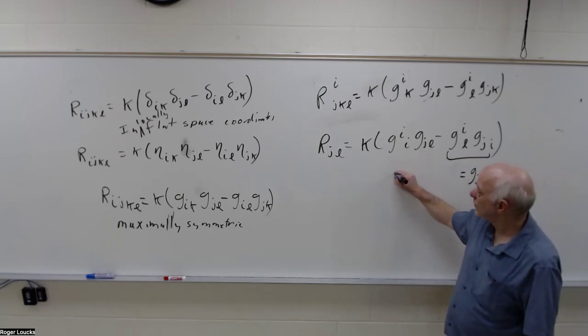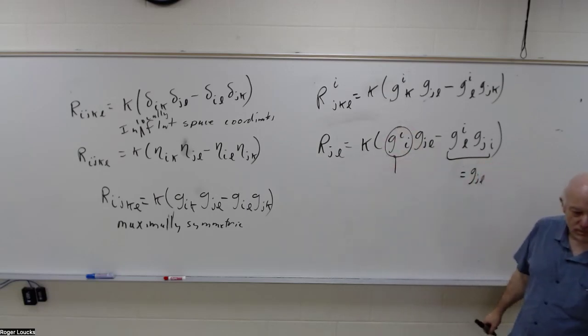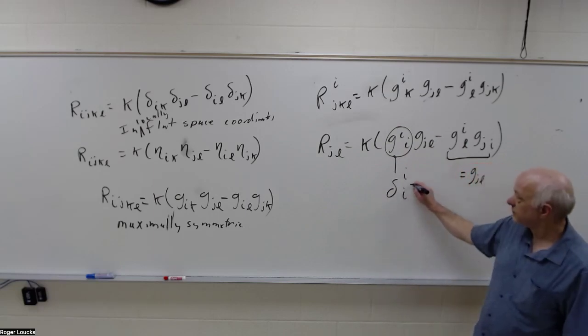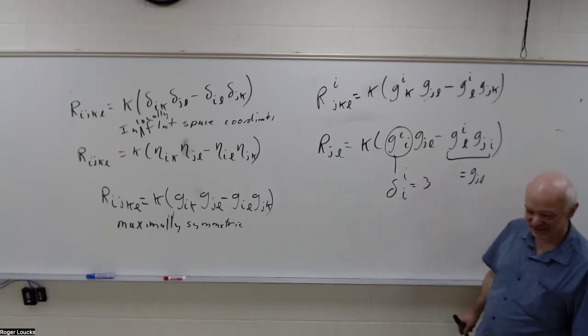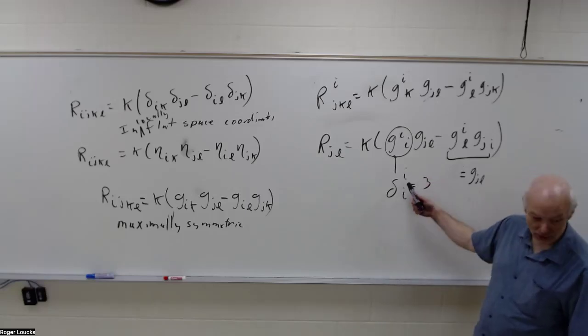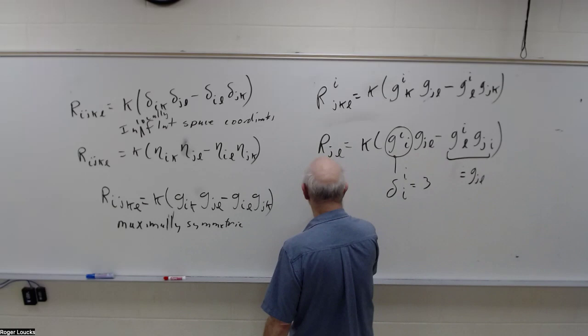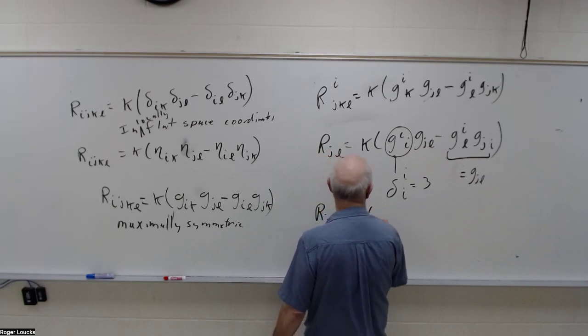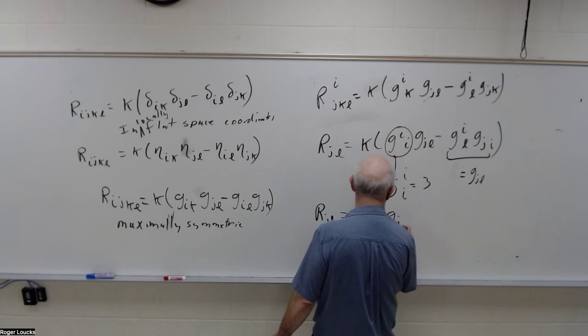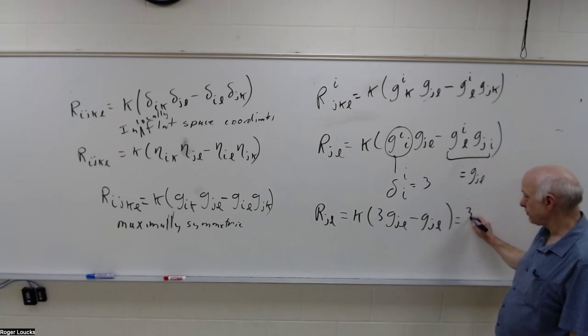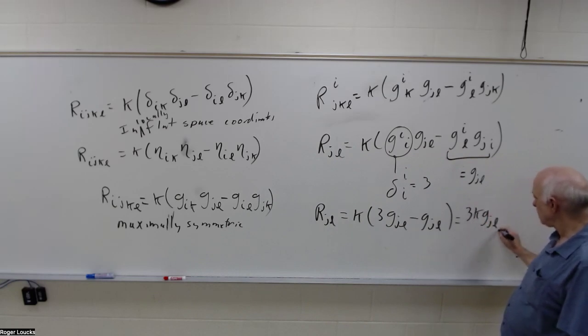Now, what is this? This is this guy here, which is one. Oh, that's 3. Yeah, because you're still getting all the X, Y, and Z values. So this gives you 3K G J L minus K G J L equals 2K G J L.